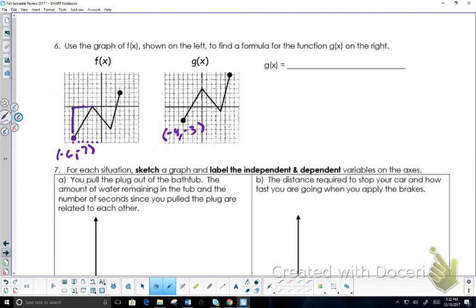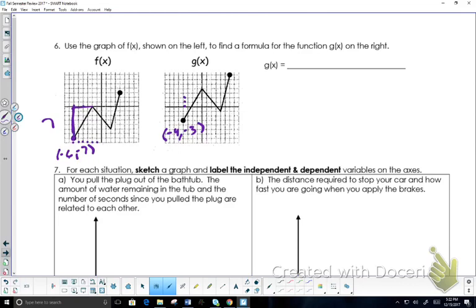This goes up 6 and over 4. So if I go 1, 2, 3, 4, 5, is that right? Does that go up 6? No, that goes up 7. My bad. This goes up 7 and over 4. So there's no stretch or anything like that. This is just it moved right and then it moved up.